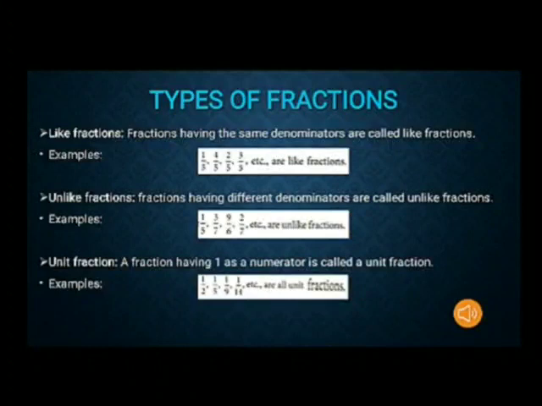Next is unlike fractions. What do you mean by unlike fractions? The fractions having different denominators are called unlike fractions. As you can see in the example, 1 upon 5, 3 upon 7, 9 upon 6, 2 upon 7 are examples of unlike fractions.